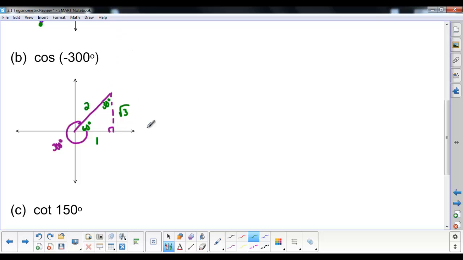Okay, so back to our question. We know we're trying to find cos of -300. The cos ratio is x over r. So our x value is 1 and our r value is 2. And that would make sense to be positive 1 over 2 because anything in the first quadrant, all ratios are going to be positive.